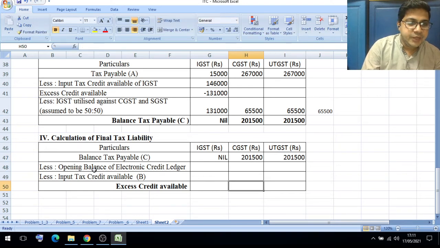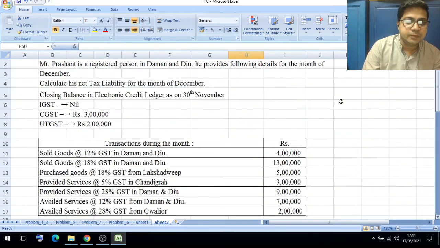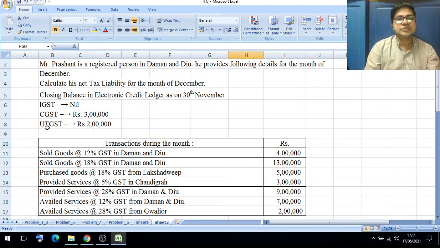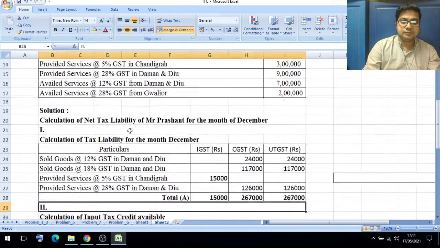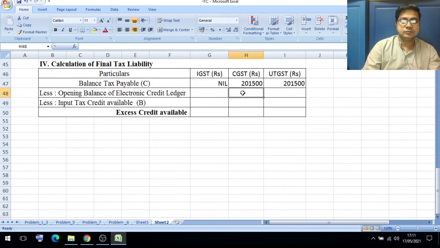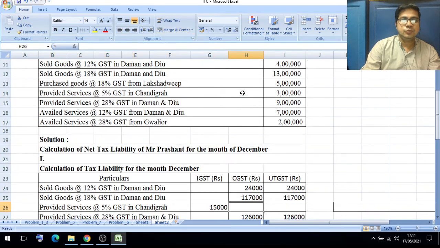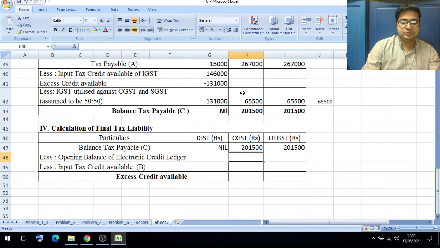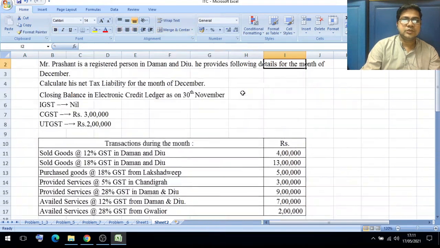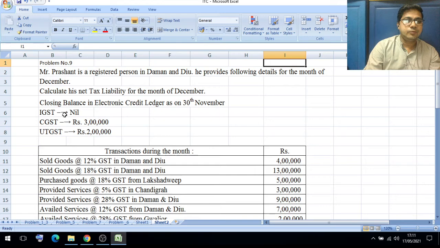Now the opening balance of the electronic credit ledger. If you see in our problem, for CGST they provided rupees 3 lakhs, for UTGST they provided 2 lakhs, that we have to use. It is 3 lakhs and 2 lakhs, and there is no value for IGST. These values we have received from our problem. Opening balances 3 lakhs and 2 lakhs.